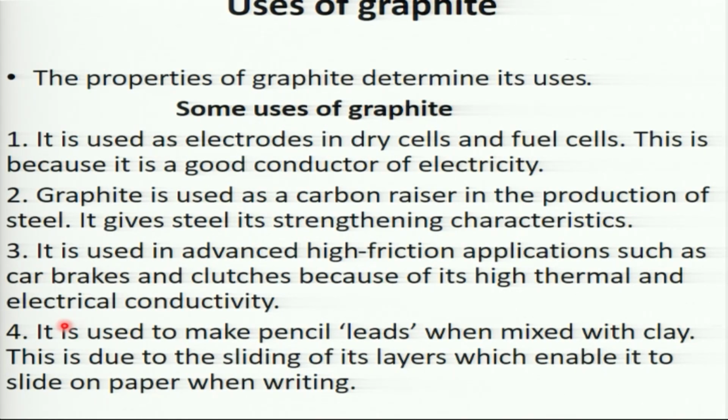Now, if it was a metal, take an example of a nail, just a nail, and use it for writing. Can it write? When you get a nail, it cannot write. Why? It doesn't have that feature of arranged layers that can slide on paper when you're writing. So that is a physical property that determines its use.